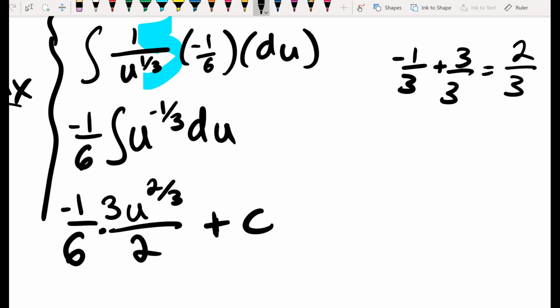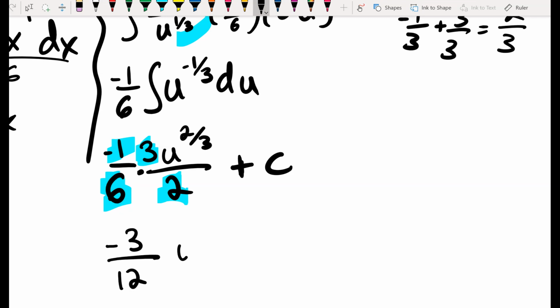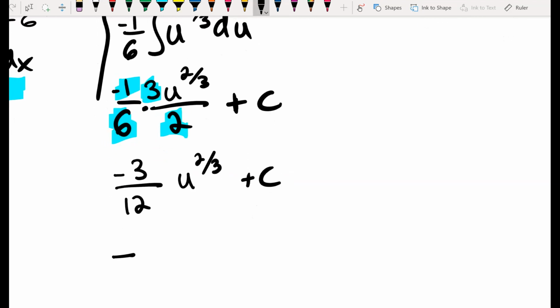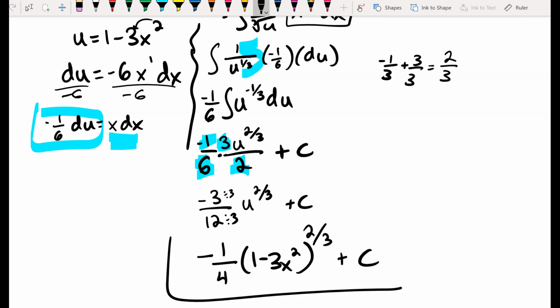Remember, there should be a plus c because this is the general antiderivative, or the indefinite integral. If I simplify a little bit, I can multiply my numerators and multiply my denominators. This is really like negative 3 over 12 u to the 2/3 plus c. And negative 3 over 12 simplifies, if I divide both by 3, to negative 1/4. And instead of writing u, I'll make my substitution back right here: negative 1/4 times (1 minus 3x squared) to the 2/3 plus c.